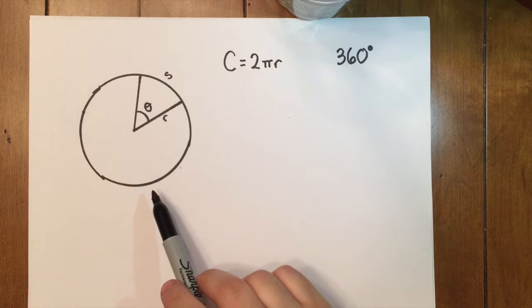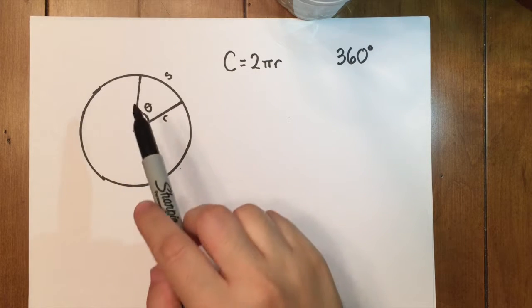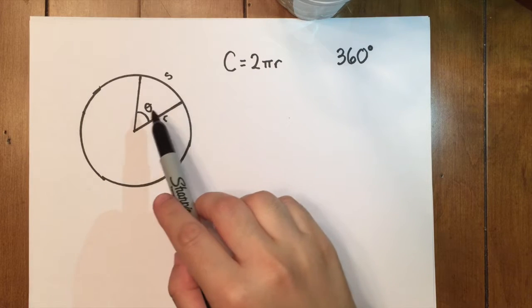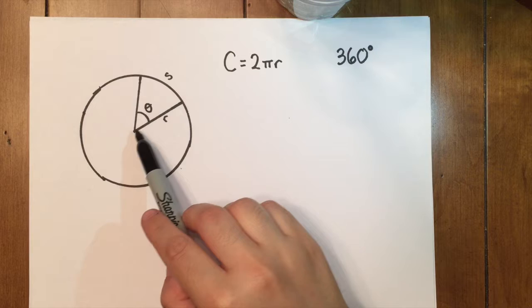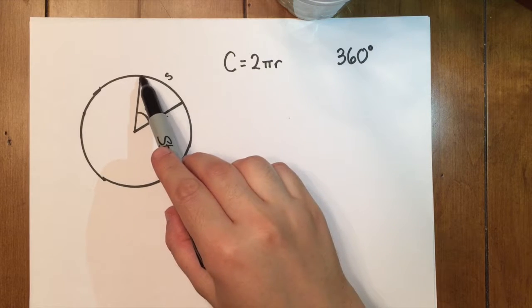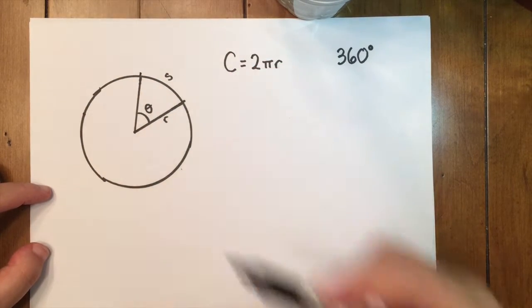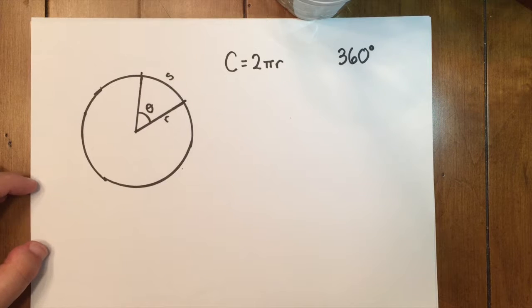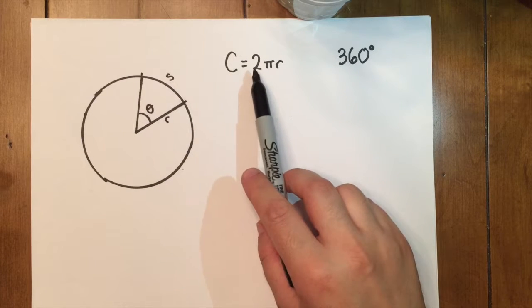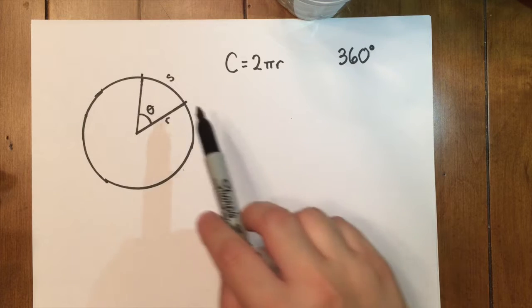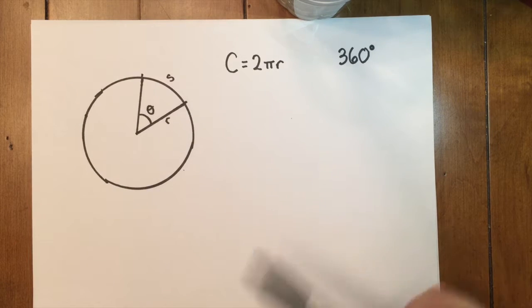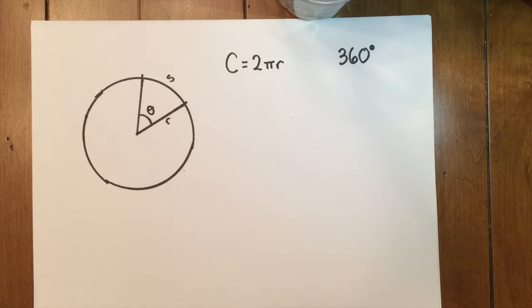Here we have a circle with a little wedge cut out of it. We can see that the angle measure in the middle of the circle is theta. The radius here is labeled as r, and this little arc just from here to here is s. There are certain things that we know about circles, right? We know that the circumference is 2 pi r, and we know that a circle, no matter what size circle we have, always has 360 degrees. So we're going to use that information to find the length of s.